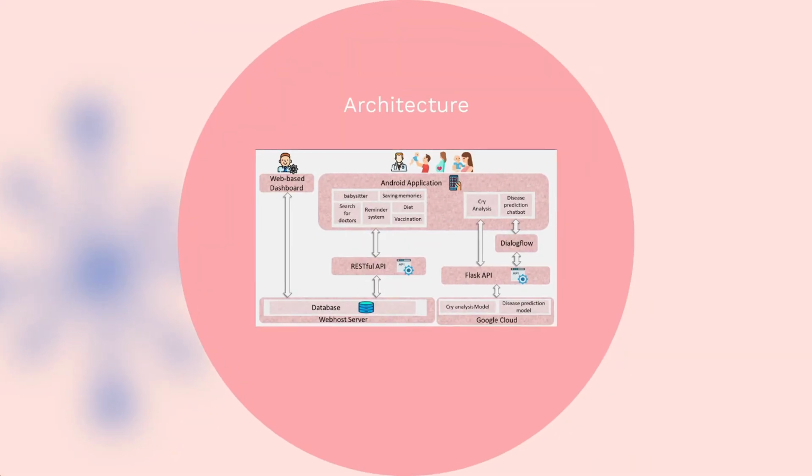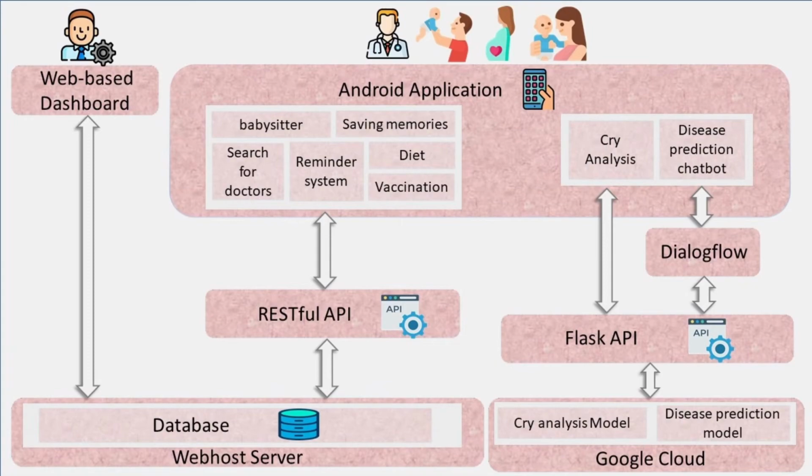To know further information about how the system works, let's talk more about the system architecture. Here we have the upper layer consists of the Android app and the dashboard. In the Android app, we have two categories, machine learning features and Android features. On the machine learning features, we have cry analysis and disease diagnosis. Both of them are based on machine learning models deployed in Google Cloud in a Linux virtual instance.